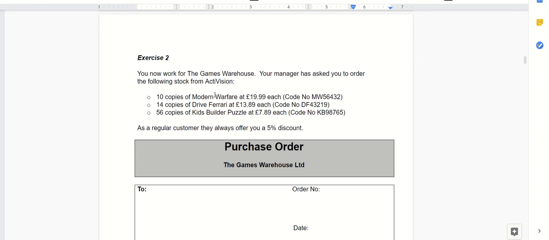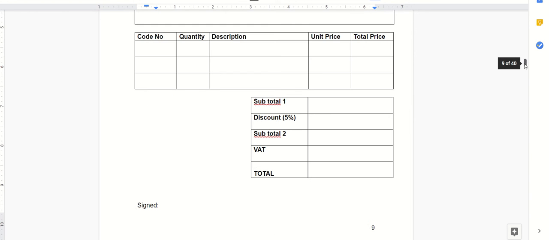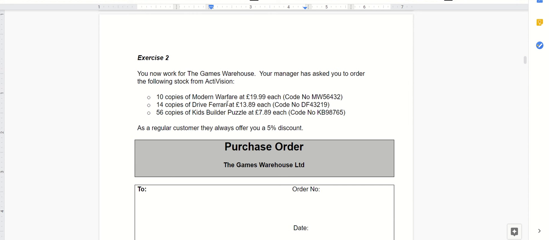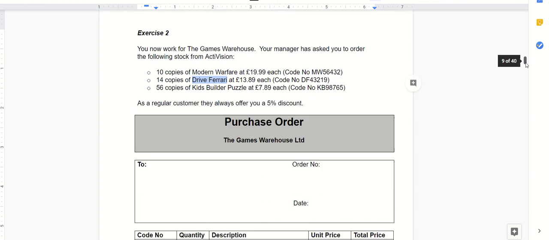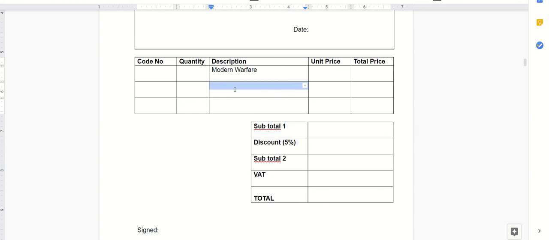Right, the information that is given is the items that are being ordered, their price, how many there are, and their description. So we're going to get Modern Warfare as the first item. Plonk that in there. Obviously, you're just writing these in yourself. We're getting Drive Ferrari and popping that in.